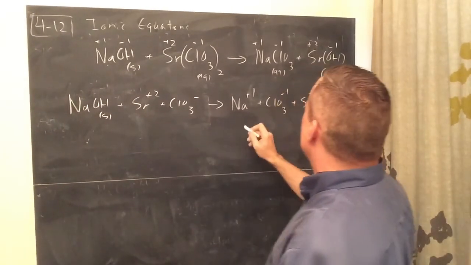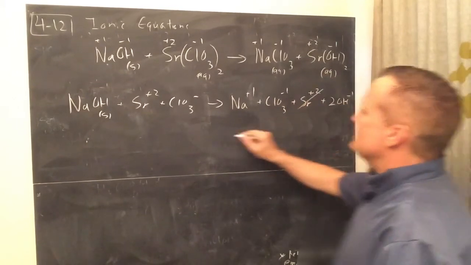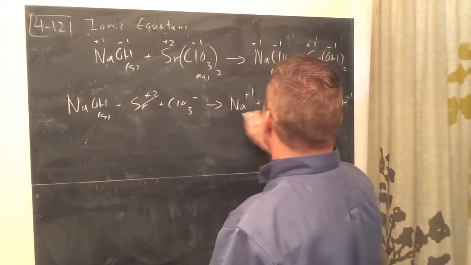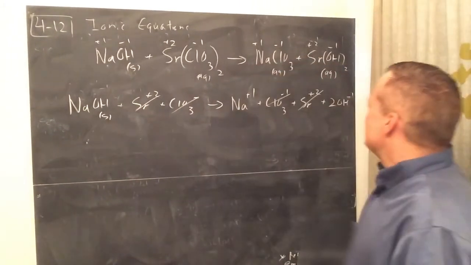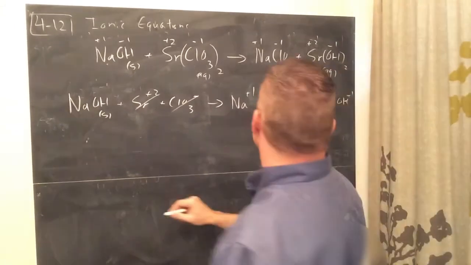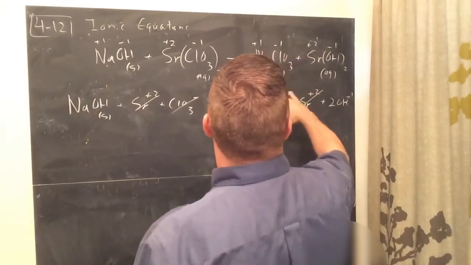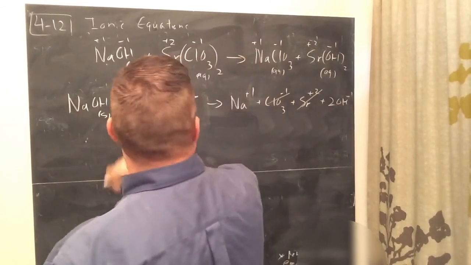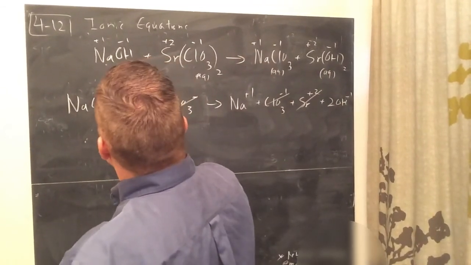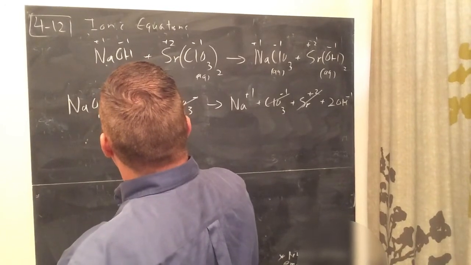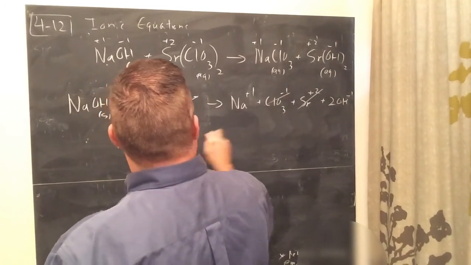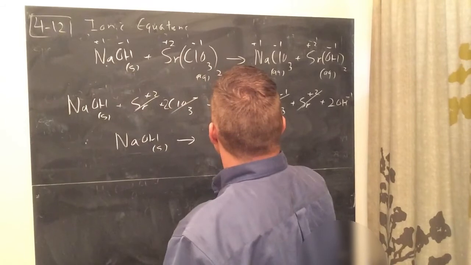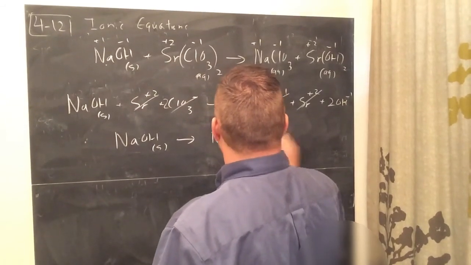Now, spectators: strontium and strontium, and then chlorate and chlorate. And so there is your reaction. I didn't even balance it up there. That's why I had the 2. I left off the 2 there, but you can put a 2 there. But anyway, you get sodium hydroxide solid, and then it turns into sodium plus hydroxide.